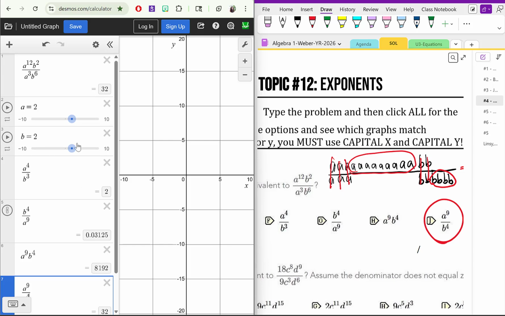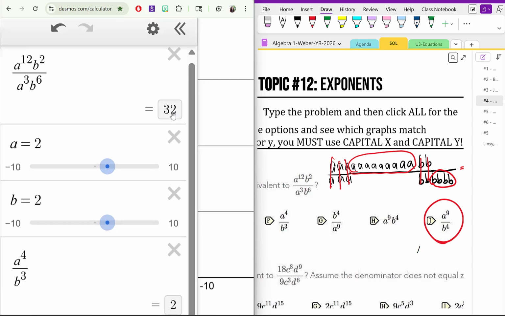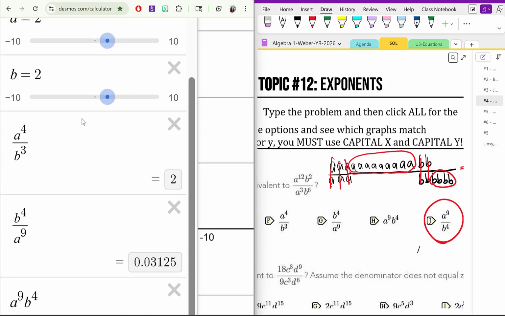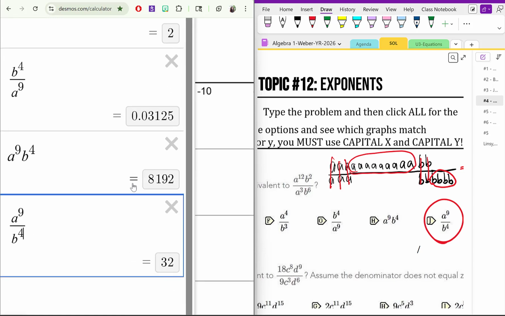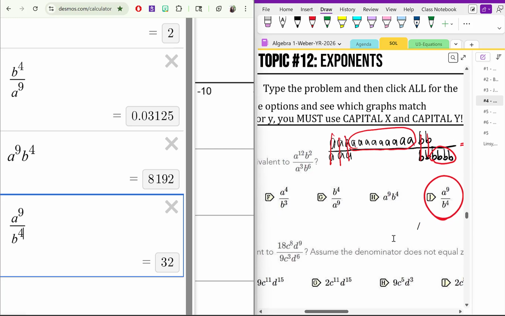So really quick, your question gives you the answer 32, so that's what we're looking for. Which of the options gives us 32? So if I scroll down, option F doesn't work, G doesn't work, H doesn't work, but the last one, option J, does work. Okay, so that's correct because that's what we got by hand.